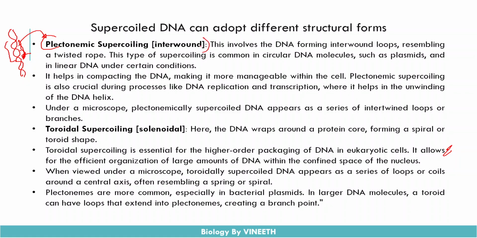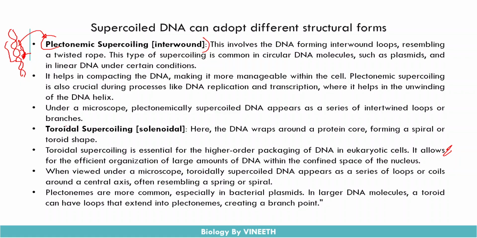Okay, where they have circular DNAs, or the circular chromosomes. So we can see this plectonemic supercoiling. Interwinding mainly happens in the case of these circular chromosomes only, and not in the case of linear chromosomes.